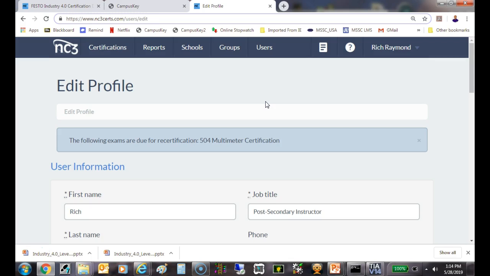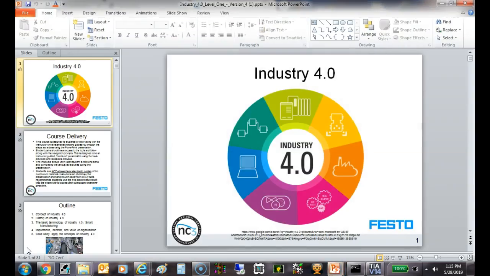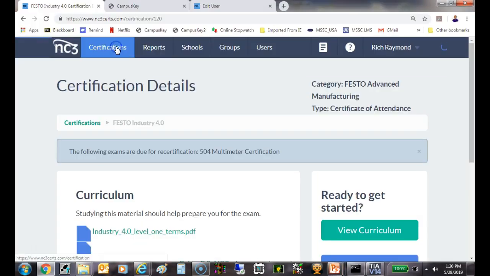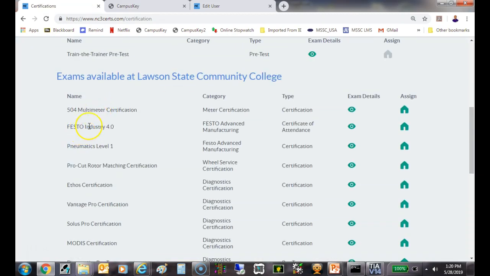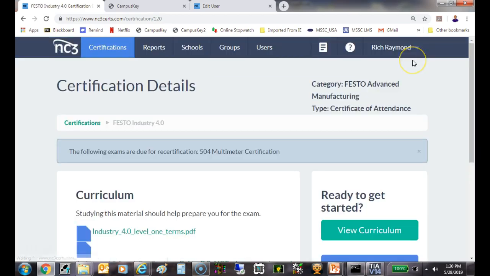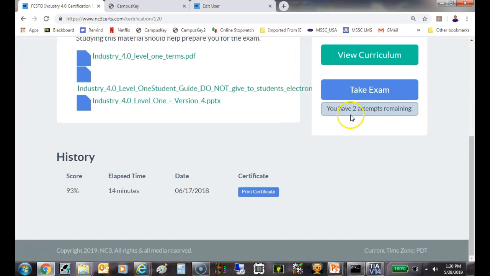Are we okay there? And then the first time you log on, it shows the applications that you're allowed to take as you signed up for. And we're going to what? Industry 4.0, Pesto Industry 4.0, and then we're going to click on Examine Details. I think I told y'all you get 3 attempts, but you only actually get what? You only have to get 2. You get 2 attempts at passing.